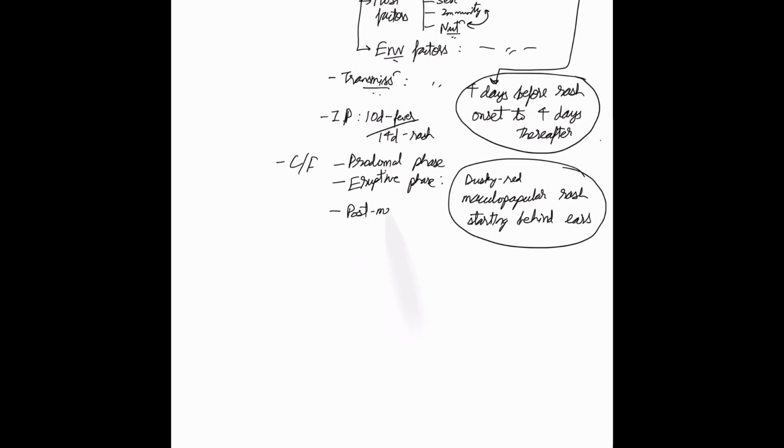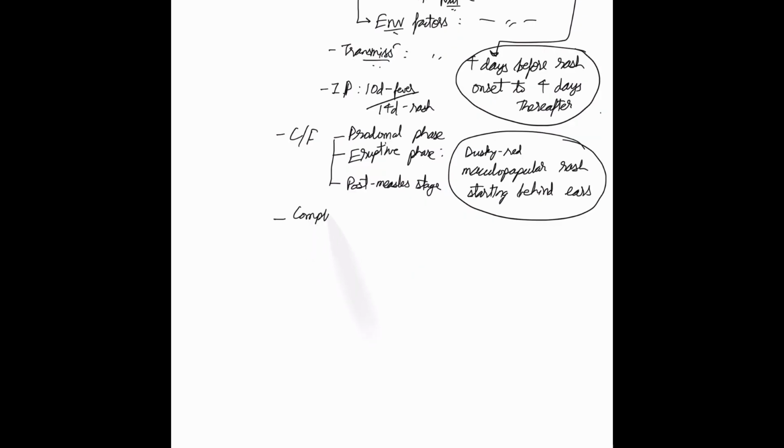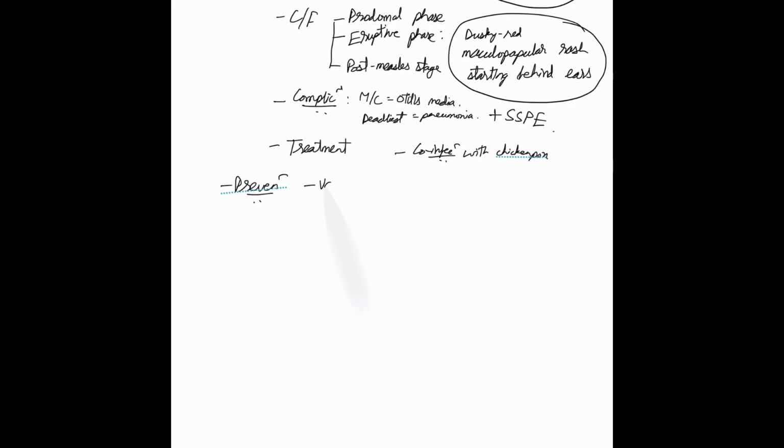And coming back to measles, we have the dusky red maculopapular rash starting behind the ears. Then we have the post-measles stage. Then we have the complications, under which the most common complication is otitis media, but the deadliest complication is pneumonia and SSPE, that is subacute sclerosing panencephalitis. Then you have treatment and a small note on co-infection with chickenpox.